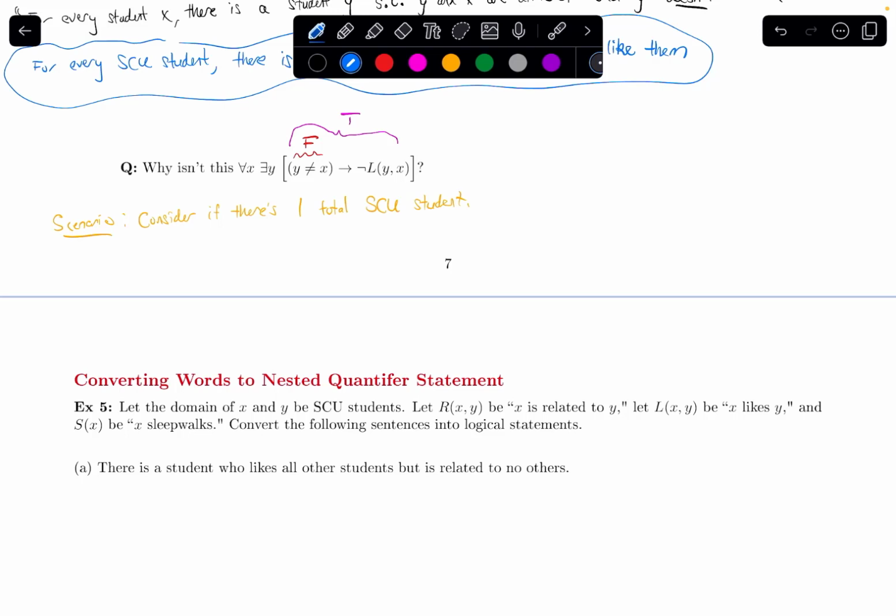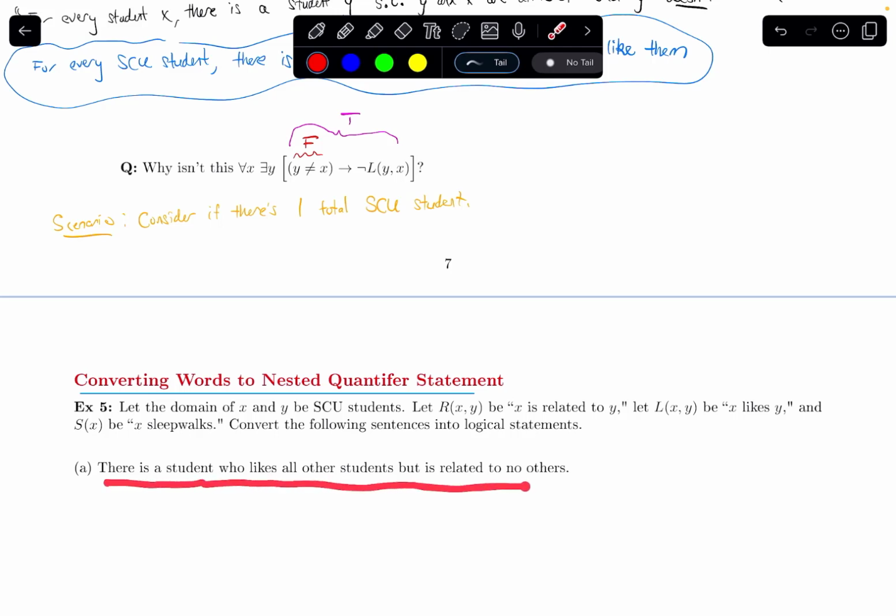In this video, we will do an example where we convert a sentence in words to a logical statement that involves nested quantifiers. So the example says, let the domain of x and y be SU students. R of x comma y will be x is related to y. L of x comma y will be x likes y. And S of x will be x sleepwalks. Okay, so the sentence says there is a student who likes all other students but is related to no others.